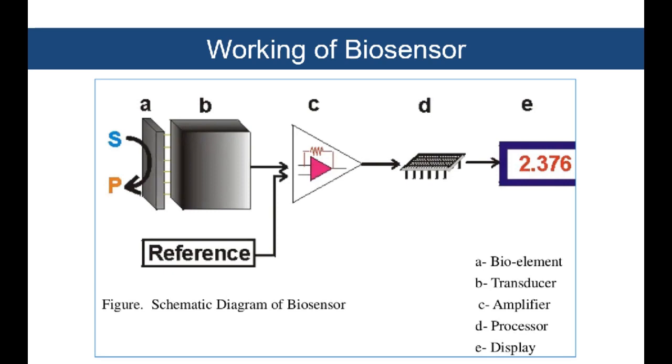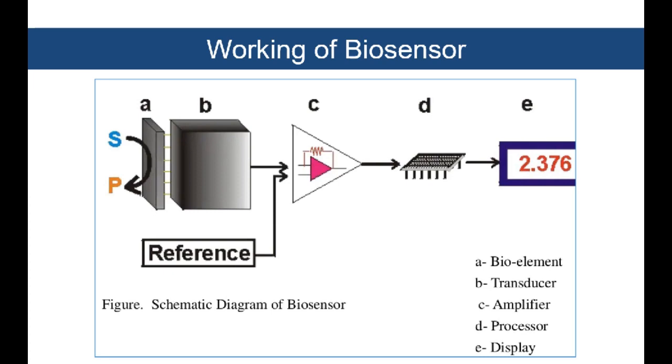As you can see over here, S and P, that is a substrate, is being added with the analyte, and some physiochemical changes are shown in the bioelement, that is the A panel. That change is being analyzed and recorded by the transducer and converted into a readable form. That is, the physiochemical change is being converted to a measurable change in the form of a signal.